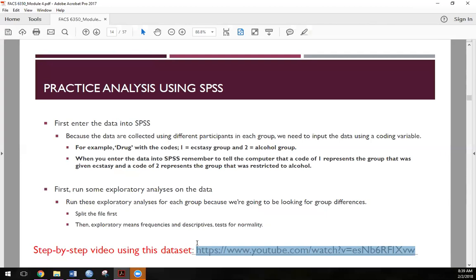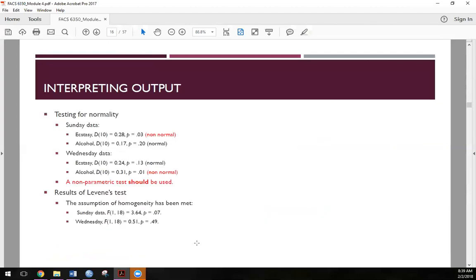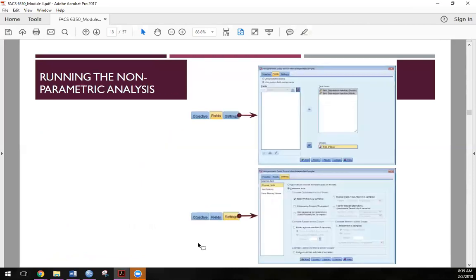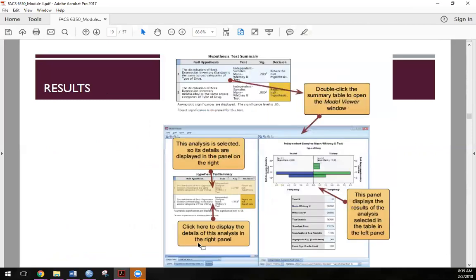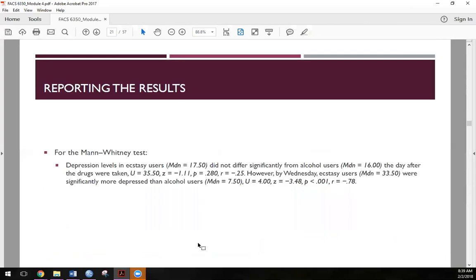YouTube video is about 40 minutes with Dr. Field going through this analysis and all the details that go into it. So I'm going to flip through this pretty quickly because he goes through every step detail by detail in SPSS. So this is showing you where you're putting your non-parametric variables, the output that you get, and what it's going to look like, and then showing you the Sunday data versus the Wednesday data.